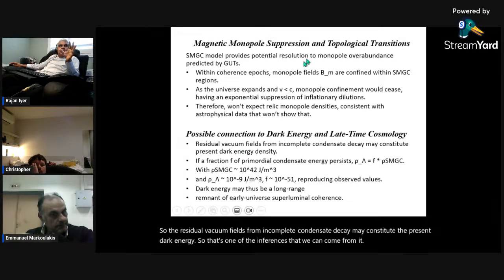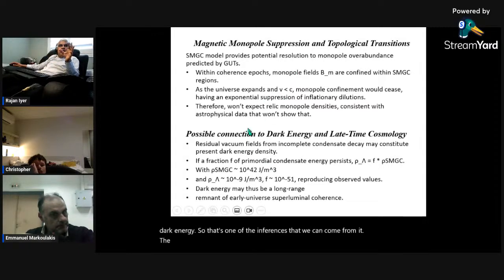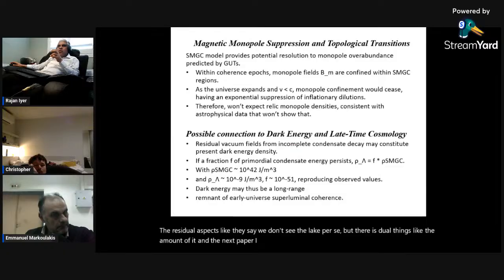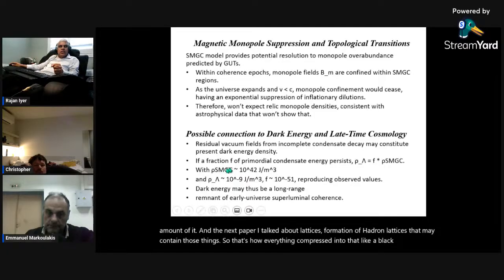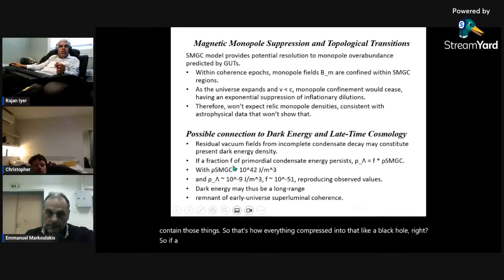So the residual aspects, like he said, we don't see the relic per se, but there are residual things that come out of it. And the next paper I talk about lattices, formation of hadron lattices that may contain those things. So that's how everything compressed into that, like a black hole, right? So if a fraction, okay, this calculation is important. I think I will talk about it later on.